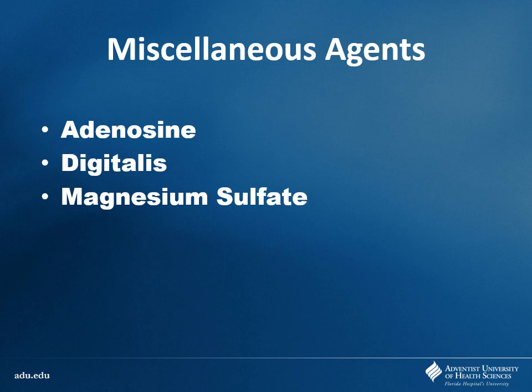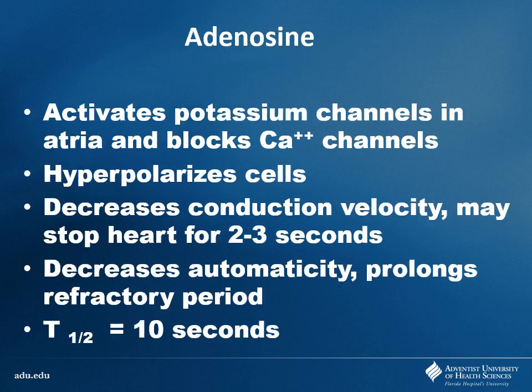So getting into some miscellaneous agents here, we're going to have 3 we talk about: adenosine, digoxin, sometimes called digitalis, just depends on the nomenclature, and then magnesium. We'll talk about some indications for those. Adenosine, anyone know what we use adenosine for? Stop the heart, right? Temporarily, right?